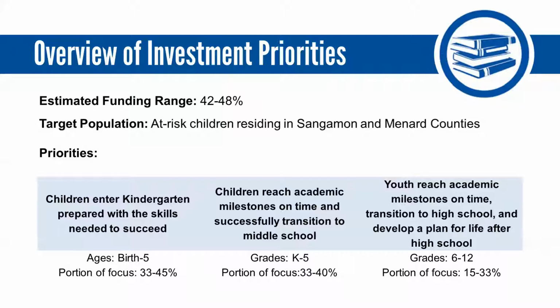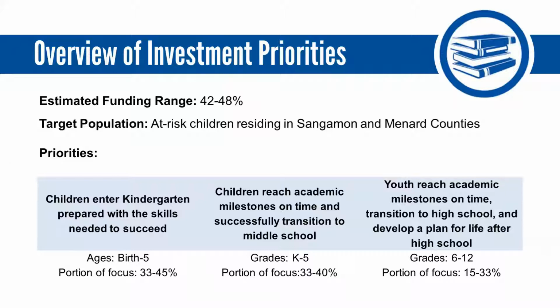Then we have our priorities. So we have 3 priorities under education. We have children enter kindergarten prepared with the skills needed to succeed. And this is focused on ages birth to 5, and it can include prenatal as well, with a portion of focus being 33 to 45%.